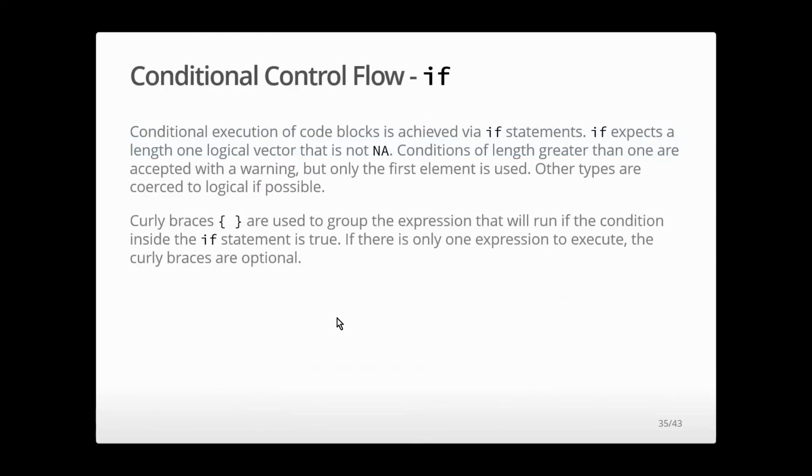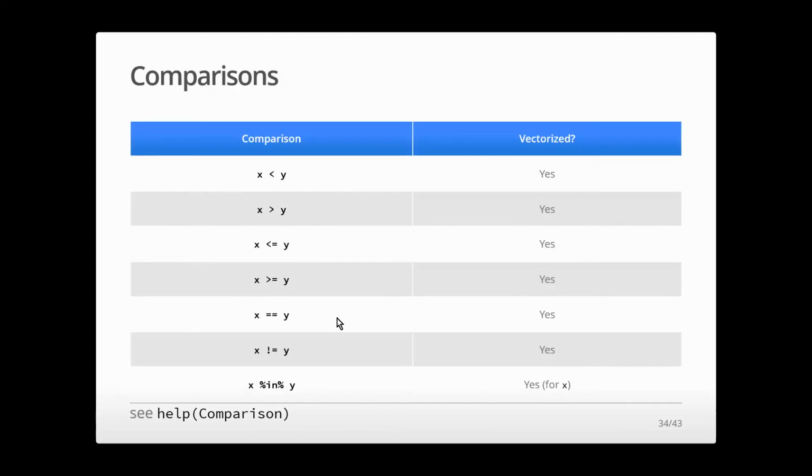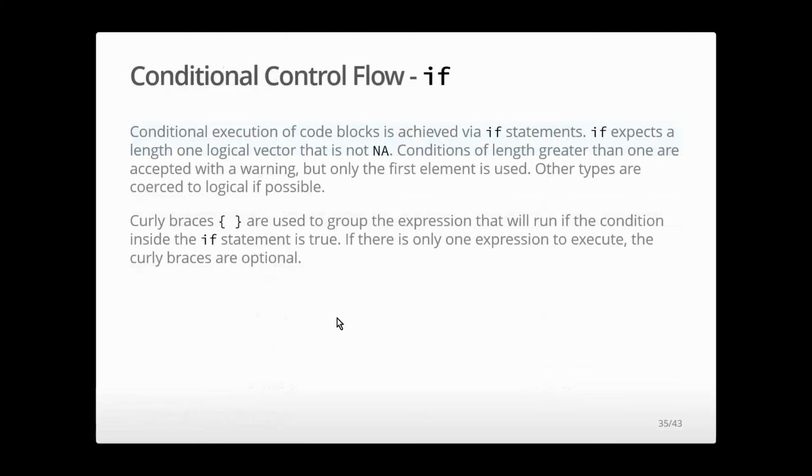Vectorized means you can give it a vector of numbers 1, 2, 3, 4, 5, and another vector of other numbers, say 2, 6, 10, and it will compare them element-wise. It'll check whether the first element in x is less than the first element in y, yes or no, then the second, and go element by element down the vector. If it runs out of one, it's going to recycle the other one. That's what vectorized means.